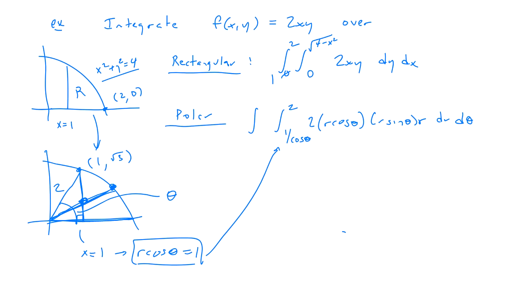Because I have r cosine theta is equal to 1, which came from x equals 1. I then solve for, since I'm doing a dr, I'm solving for r in terms of theta. So, right, whichever way you want to do it.